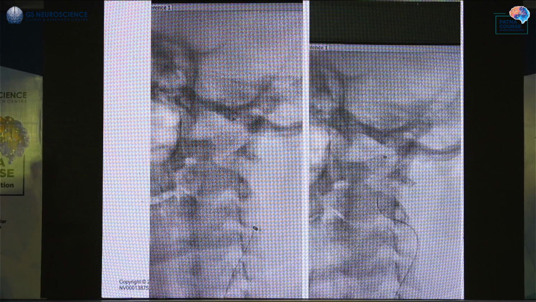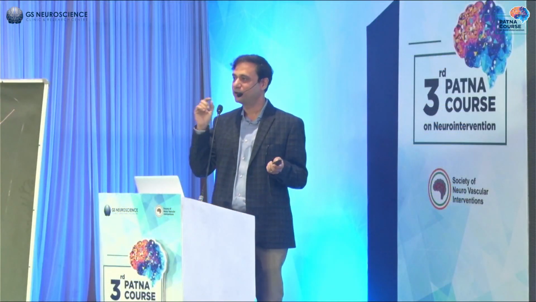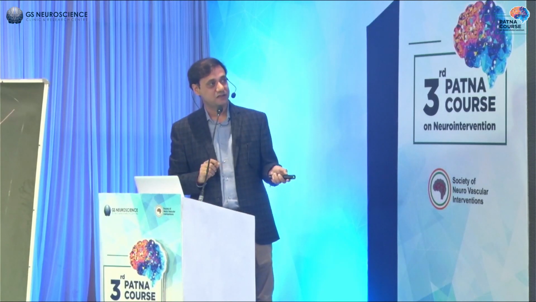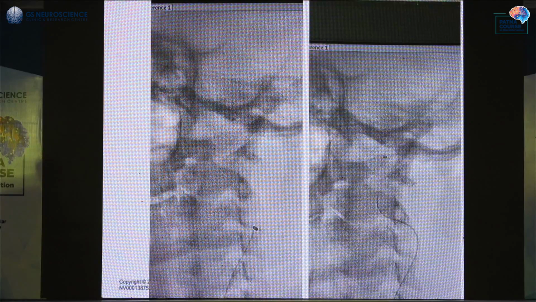So whenever I'm doing aspiration, I go blindly. I know where is the cavernous, where the petrous, where is the MCA. I clean up completely first, then take the angiogram. Only after the second angiogram am I reassured that the artery is completely open. So in this case, it was not going. What do you think? What is happening?